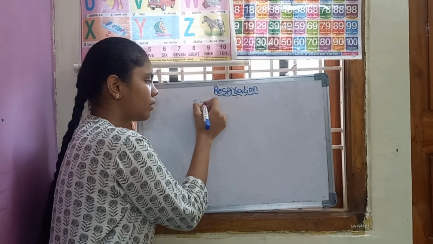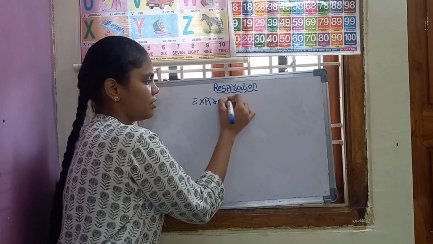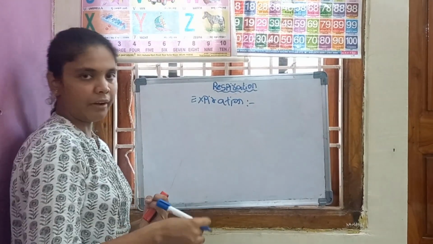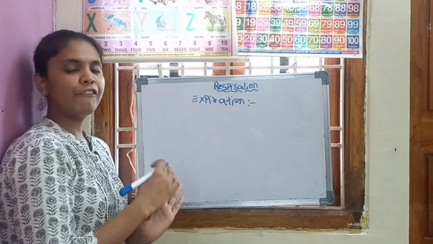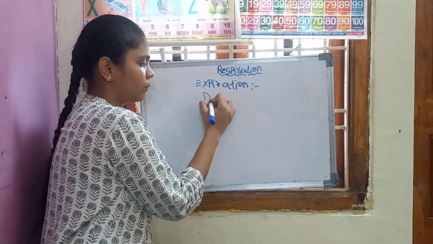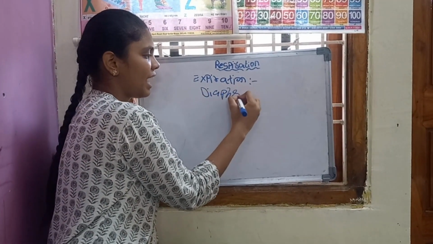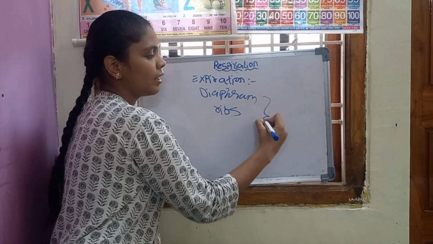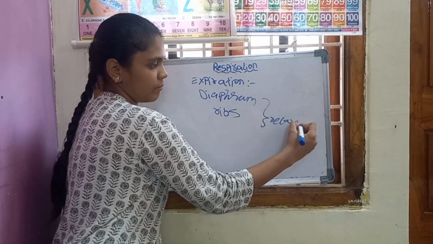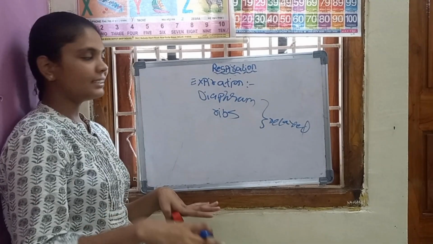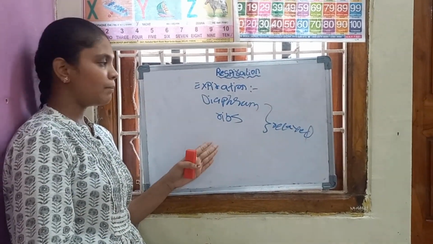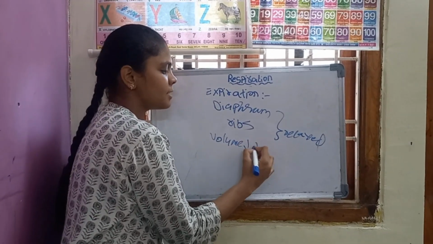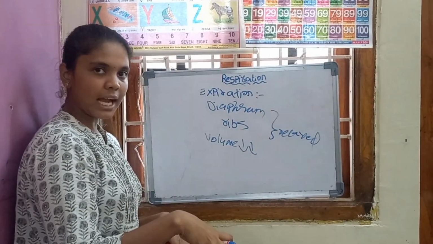Let's talk about expiration. In expiration, the same muscles, the diaphragm and ribs that we talked about before, will now be relaxed. Diaphragm, ribs, all will be in a relaxed state. So what happens at this time is the volume is going to decrease. That means the space inside the lungs will decrease.